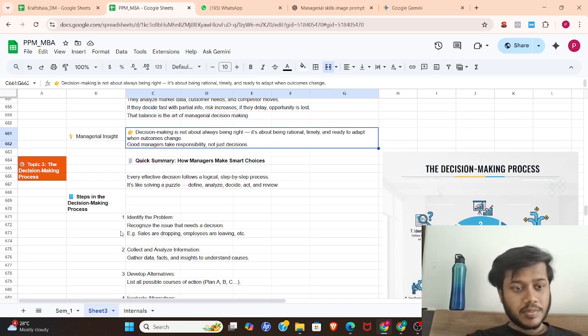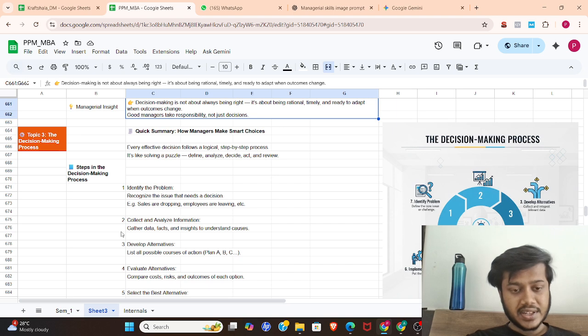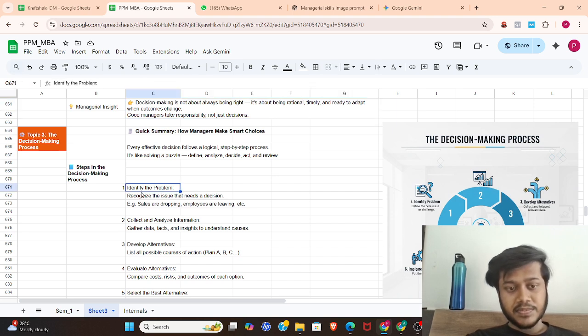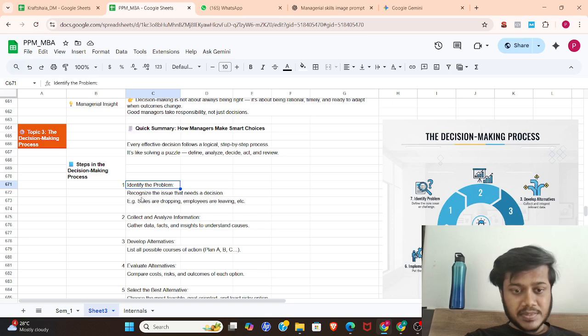We are now moving to topic 3, the decision making process. So listen very carefully to how it is to be done. First, identify the problem. Recognize the issue that needs a decision. Example: sales are dropping, employees are leaving. It can be anything. Second step, collect and analyze information. Gather data, facts, and insights to understand causes, basically to find out the data around that problem.